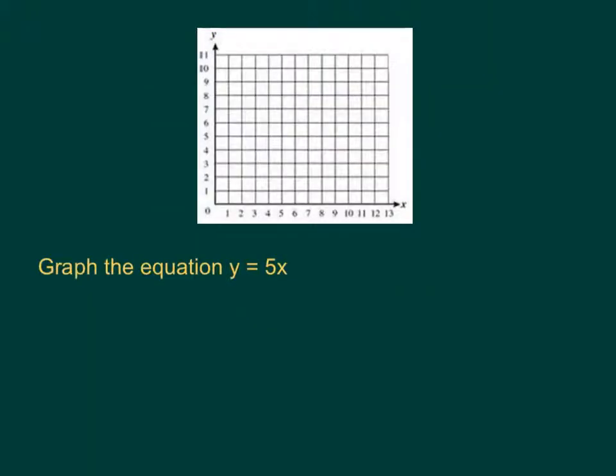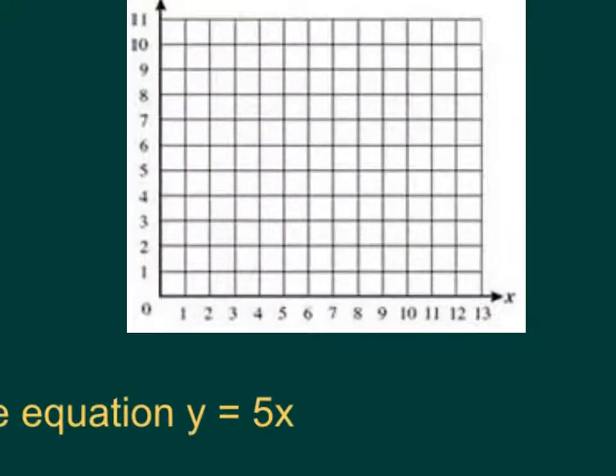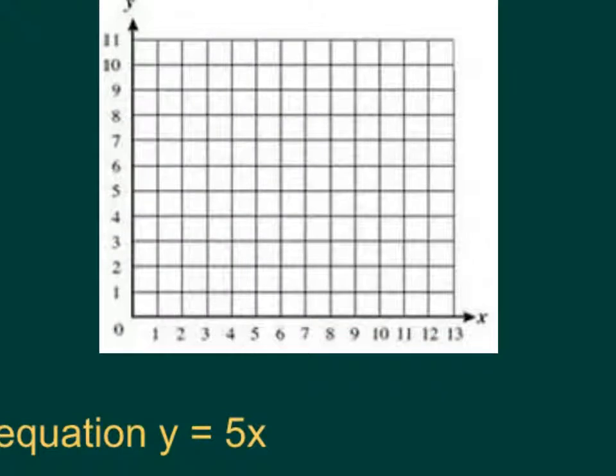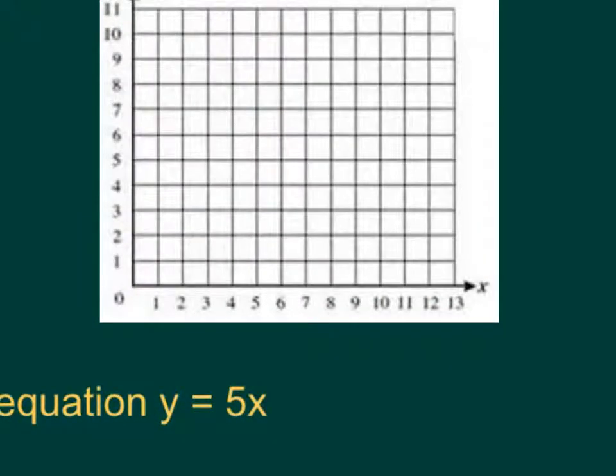All right, this next question is asking me to graph the equation y equals 5x, and I have a blank coordinate grid, so I can go ahead and graph. If I have the equation y equals 5x, there's a lot that this can tell me. The 5 tells me that that's my constant rate, or my constant of proportionality. That means everything's going to be increasing at a rate of 5.